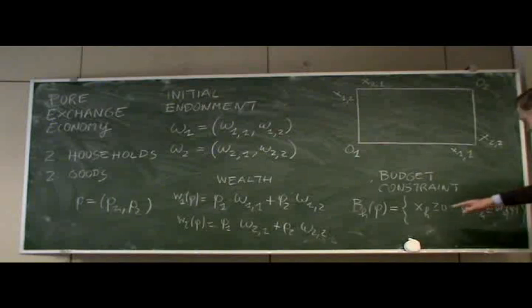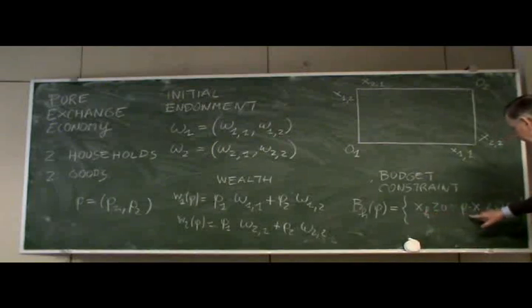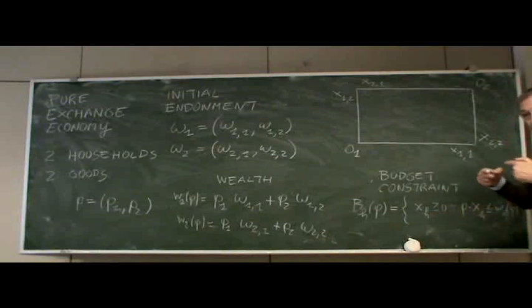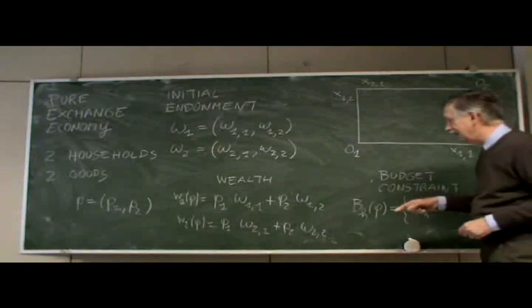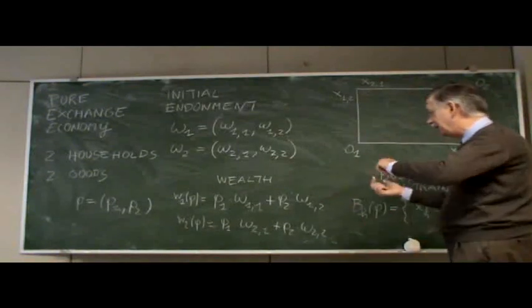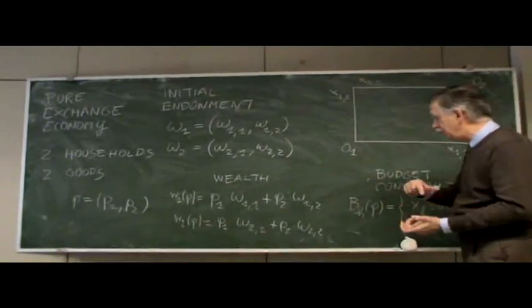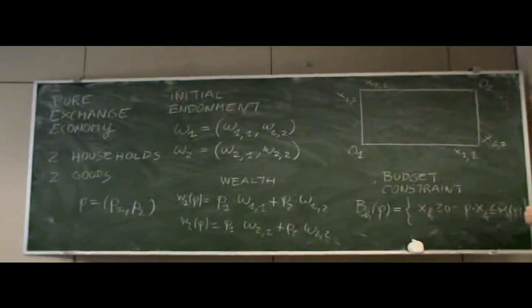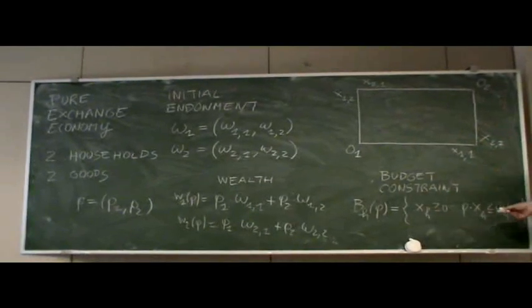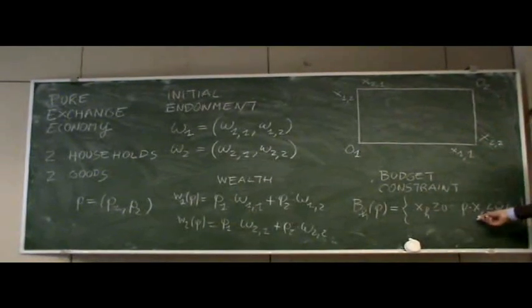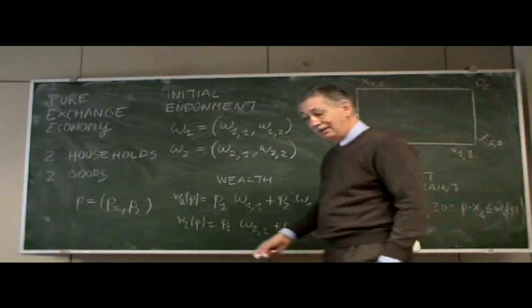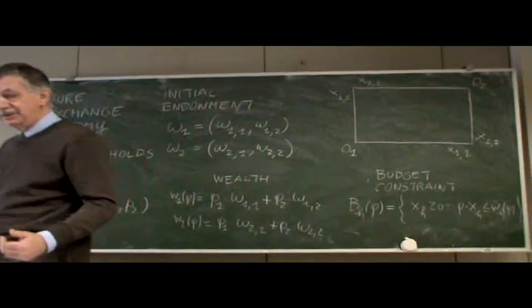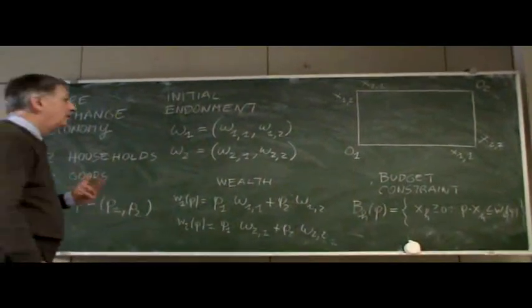I repeat, the set of all the bundles whose value, here written in the form of an inner product between vectors, but it's simply p1 times x^h_1 plus p2 times x^h_2 and so on, is not superior to the initial wealth of a consumer. In other terms, to the value of the initial endowment.